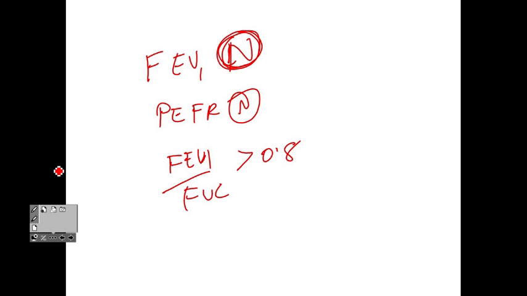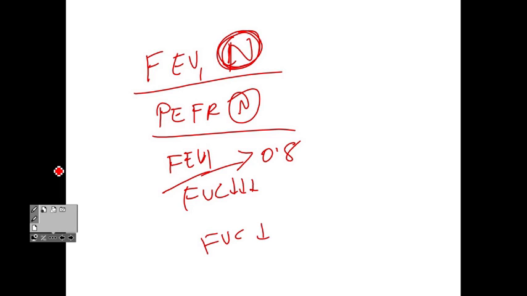What's this? Restrictive. The expiratory volume in the first second is nearly normal. Peak expiratory flow rate is normal. So that tells you there is no expiratory difficulty. Why is the ratio greater than 0.8? Because their forced vital capacity is less. They're taking in less, so obviously they're giving out less. But in the first second, it's remaining normal. So that means they don't have a major collapse of the airway. So it has to be restrictive.